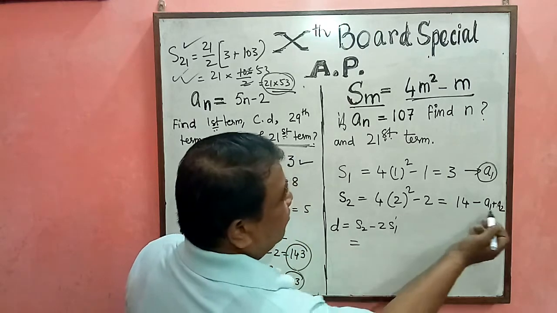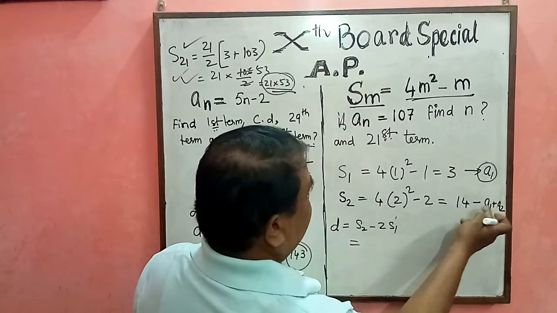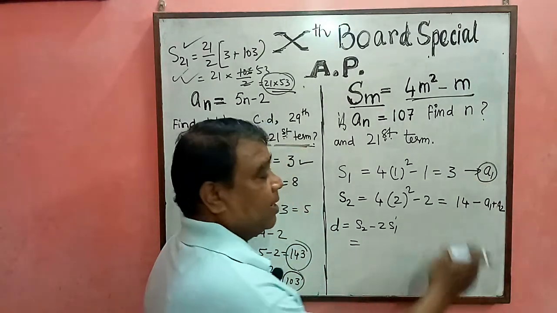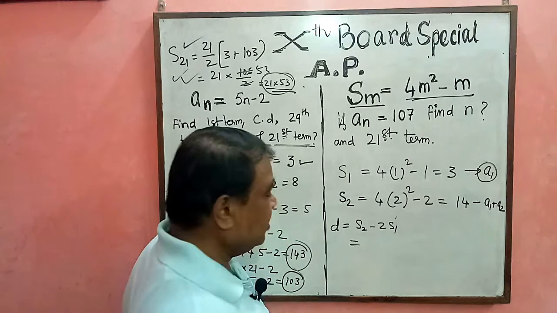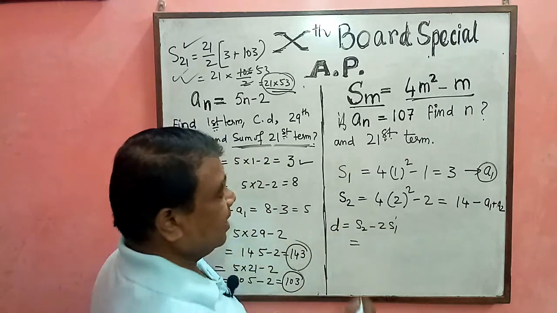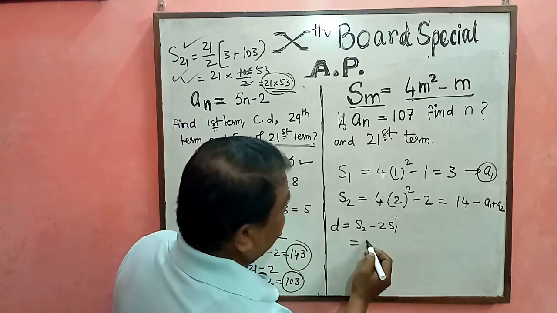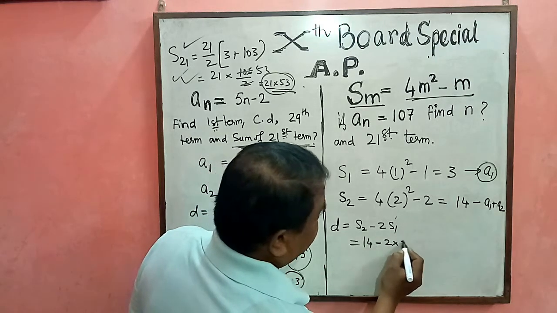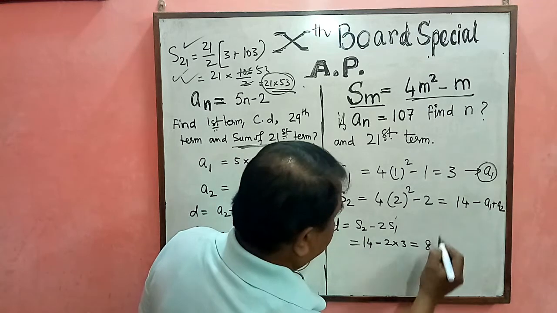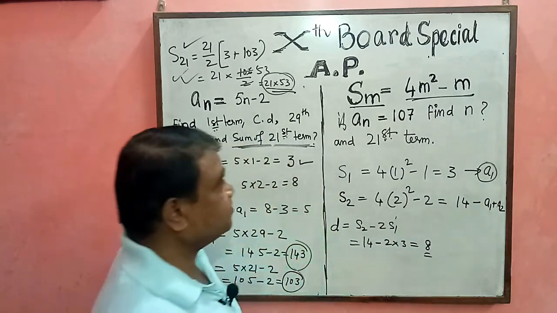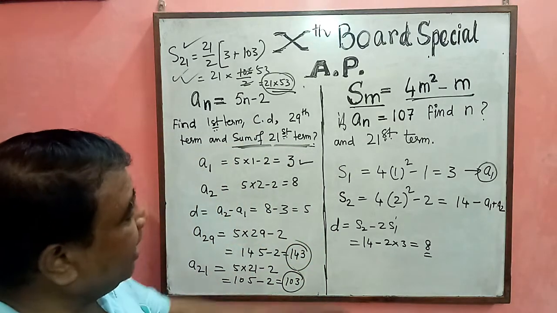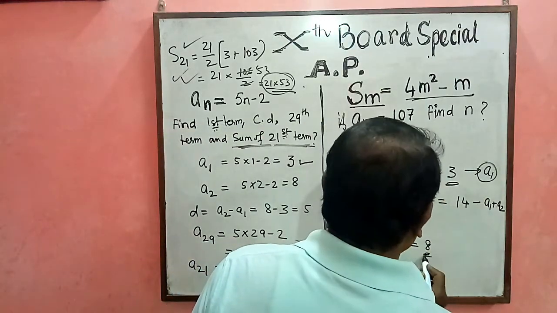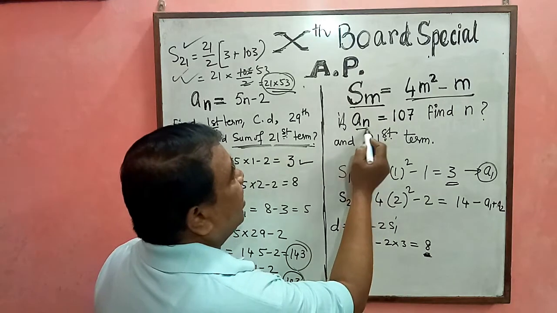Or we can find it this way also. First we will find S2 minus S1, that is A2. Then again I have to subtract A1. For that, use this identity and remember it: S2 minus 2 S1. So S2 is 14 minus 2 into 3. This is 8. This is your D. Now we have A and D both. First term and common difference are known. Now we can find out n here.